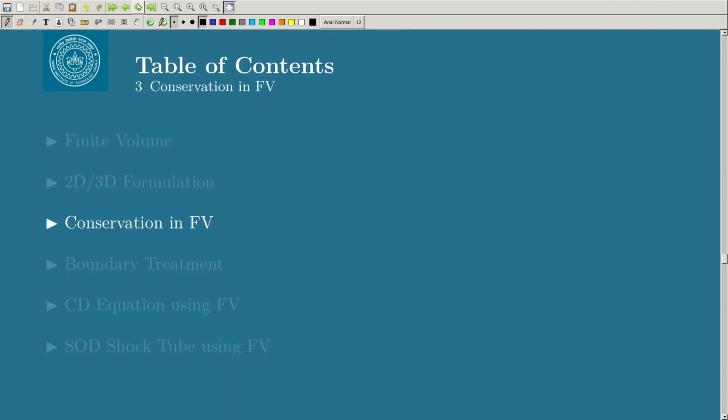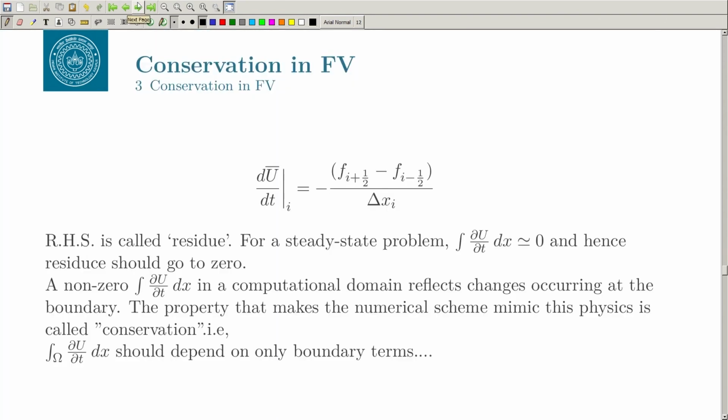Because I talked about conservation, let us talk about what conservation is and why it is important. This right hand side is called the residue, and if the problem is steady state, then this will go to 0, that means your du by dt is going to 0. And if it is not a steady state, then this will keep on changing, and that change in the interface reflects that you have basically non-zero del u by del t, this information.